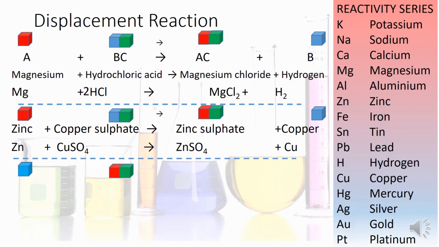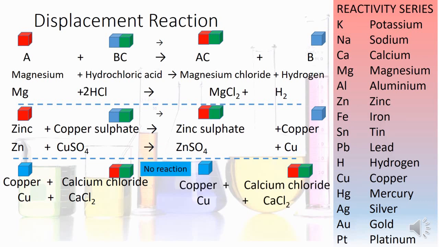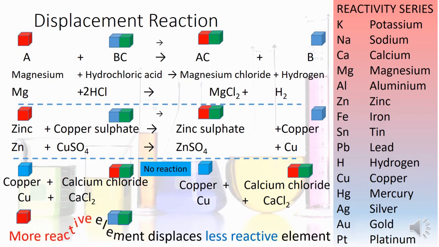What will happen if we have a less reactive metal? For example, copper mixing with calcium chloride. Will there be a change? No. There will be no reaction at all. So we will get copper and calcium chloride as it is at the end. So to summarize, a more reactive element displaces a less reactive element.